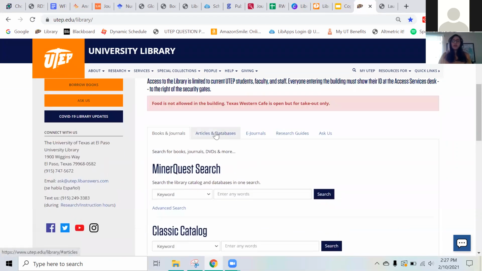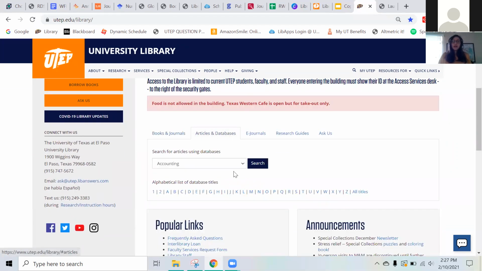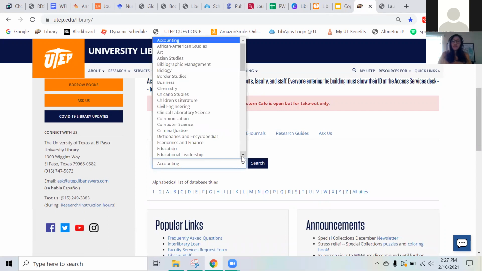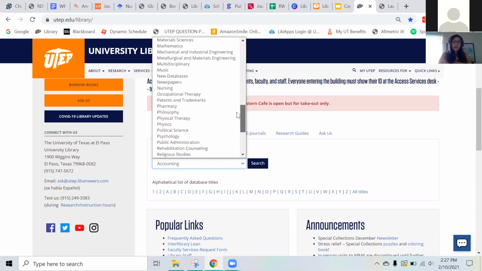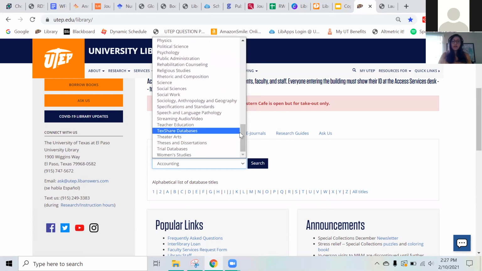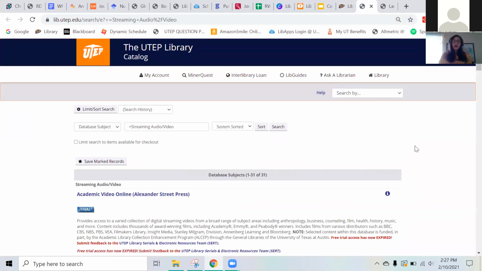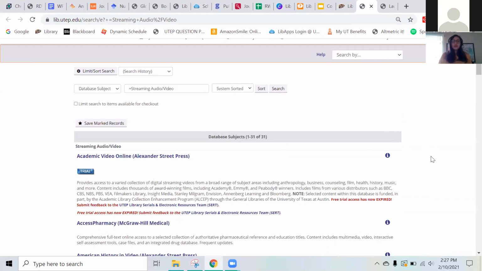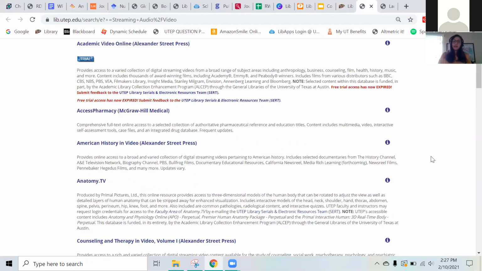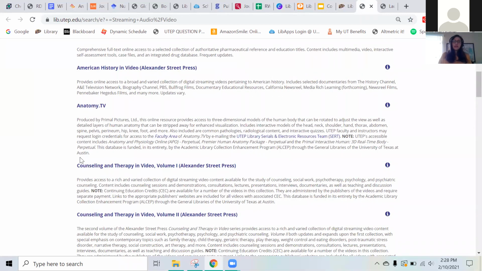If you scroll down and go to the Articles and Databases tab, you can use the subject drop-down menu to find streaming. It's in alphabetical order, so we can just go down to streaming audio and video and click search. These will list all of our databases, all of our resources that have streaming video or audio content. And so you can read the descriptions here.